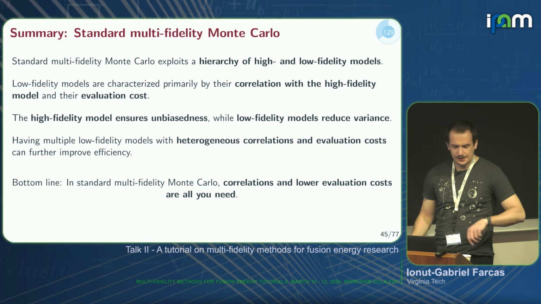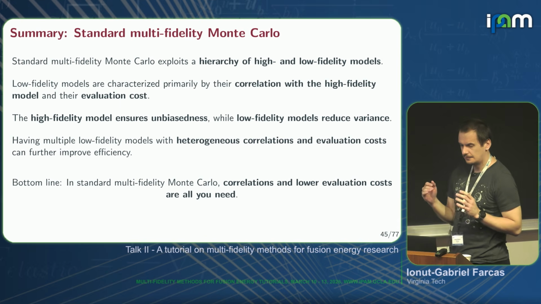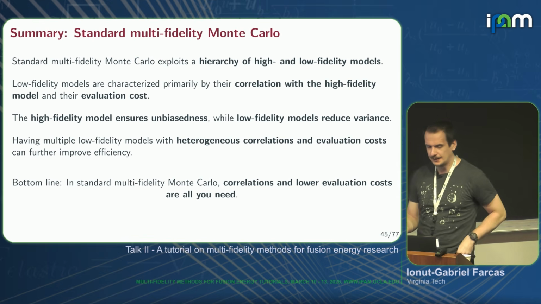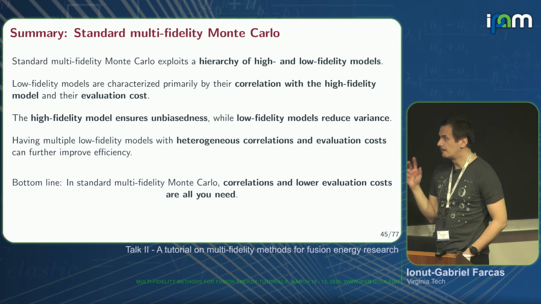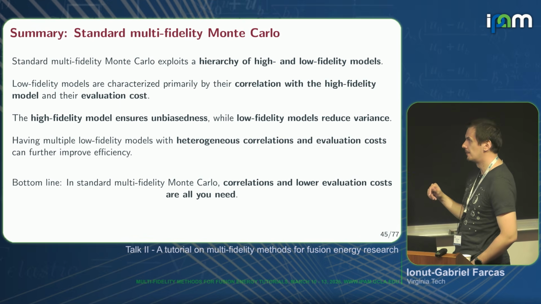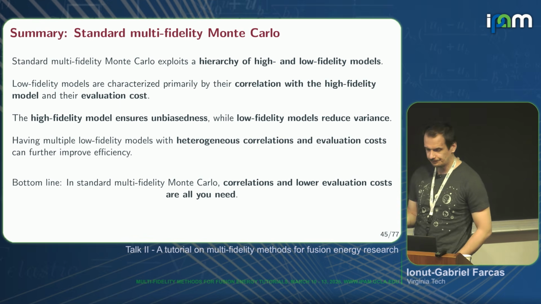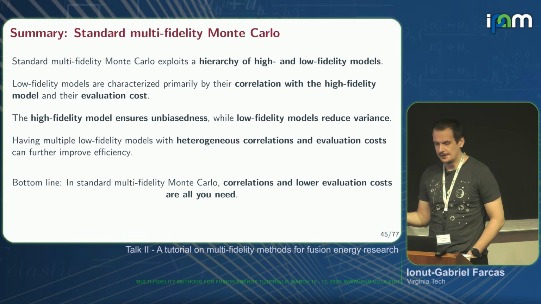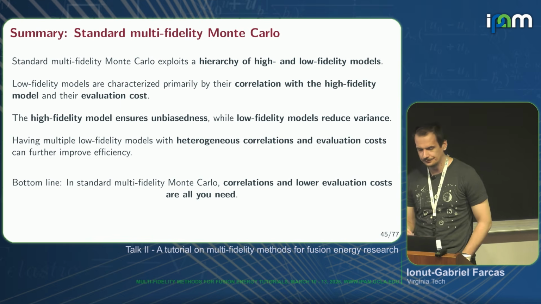All right, so the summary of this algorithm. The standard multi-fidelity Monte Carlo algorithm, developed roughly 10 years ago, exploits hierarchies of high and low fidelity models. The low fidelity models are characterized primarily by two quantities, and this is important for the rest of the presentation: their correlation with the high fidelity model and their evaluation cost. Using the high fidelity model ensures that the Monte Carlo estimator is unbiased. And the low-fidelity models, which are biased relative to the high-fidelity model, are used to reduce variance.